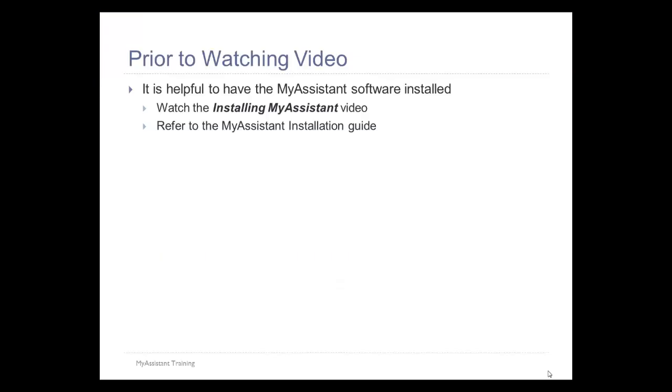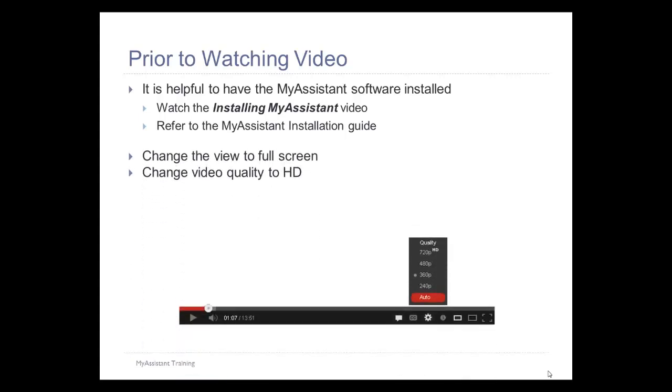Prior to watching this video, it's helpful if you already have the MyAssistant software installed, and this will allow you to just jump right in when we're done and get started. A couple resources to help you get the software installed include watching the Installing MyAssistant video available from the YouTube channel, and referring to the MyAssistant installation guide, which was included with your installation files.